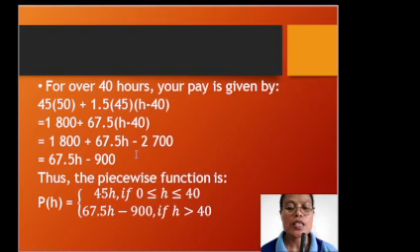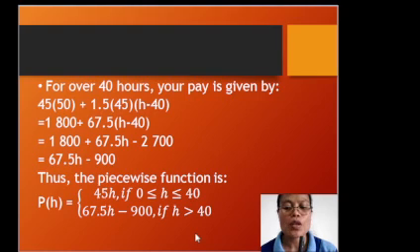Thus, the piecewise function is P of h is equal to 45 times h, if h is greater than or equal to 0 but less than or equal to 40. And we have 67.5h minus 900 if h is greater than 40.